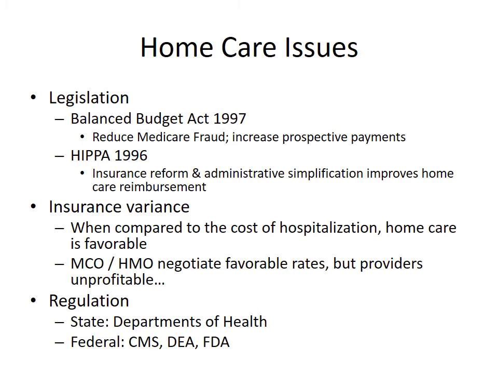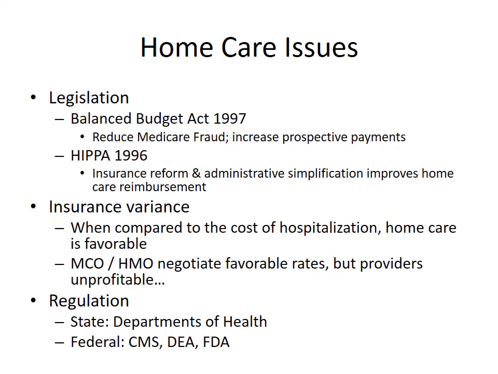Within the context of the Balanced Budget Act, it helped to implement and increase prospective payment systems, in contrast to the retrospective payment system. Prospective payment is kind of the idea of, again, capitation, where an insurer will pay a set fee for services given to a patient, for example. And then with HIPAA, there was quite a bit of reform and some administrative simplification that improves the home healthcare reimbursement.